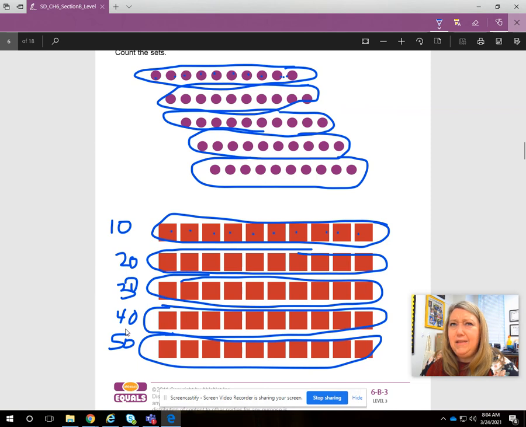On either of these, we could also group them into groups of 5 just by doing this. Okay, so that's a group of 5. 1, 2, 3, 4, 5. And we can also group them in 5.